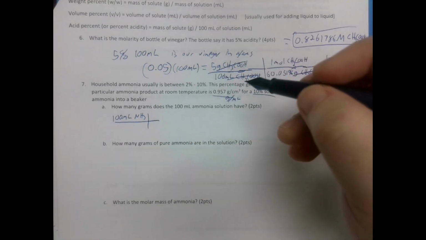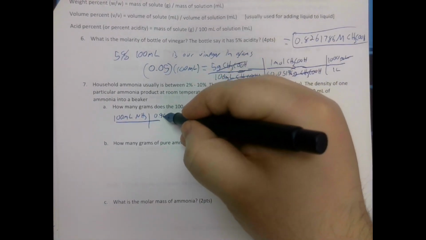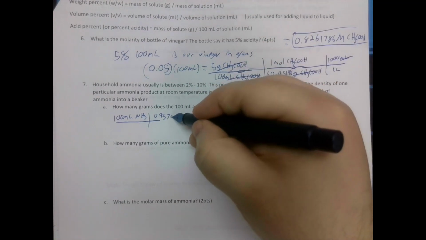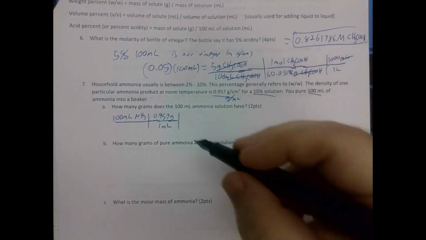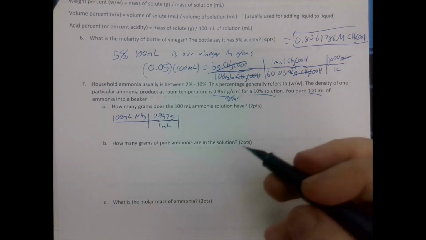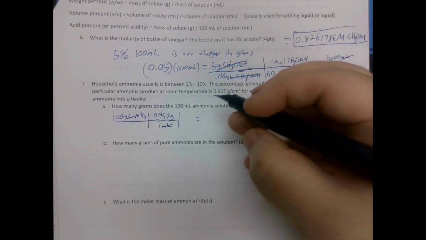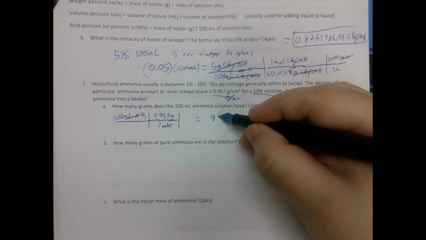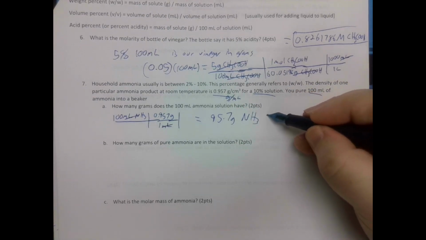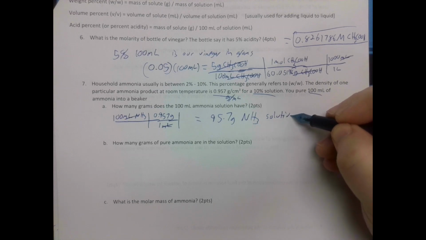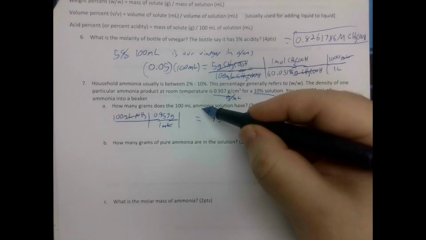I've said that multiple times. So that's 0.957 grams per 1 milliliter. And that gives me my grams right there. So milliliters cancel out, and I'm running out of time, so I'm trying to hurry up. That's 95.7 grams of NH3 solution. So this is how much the total solution has.